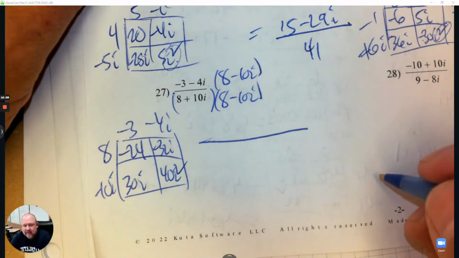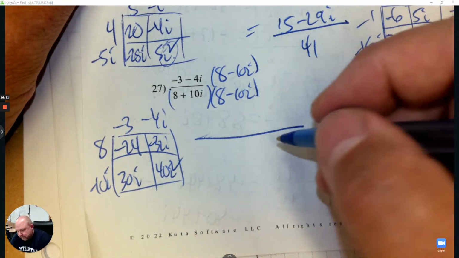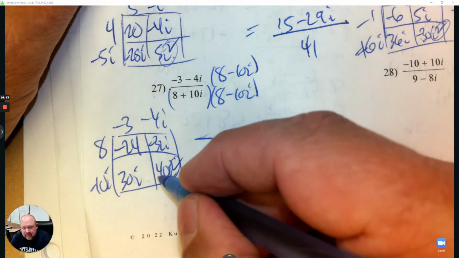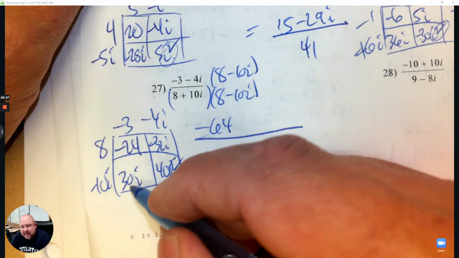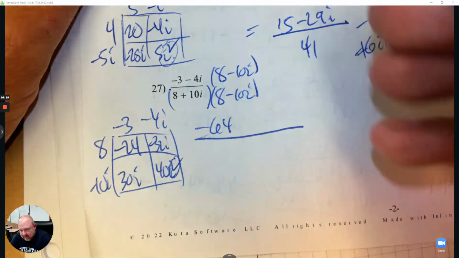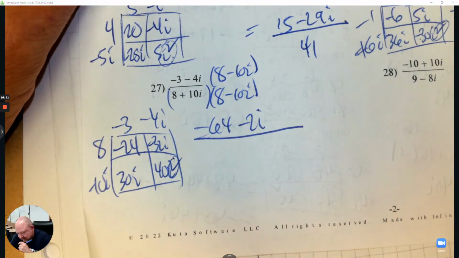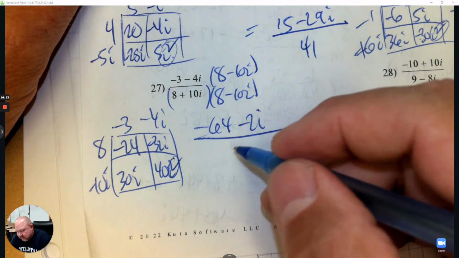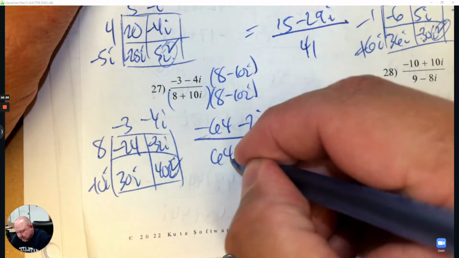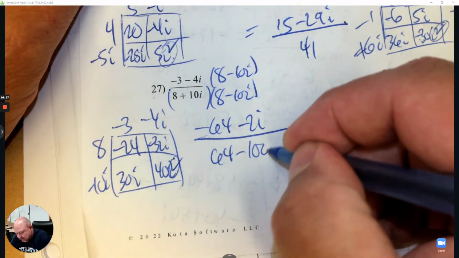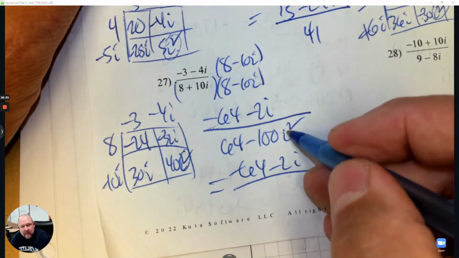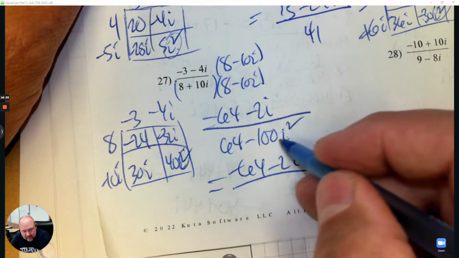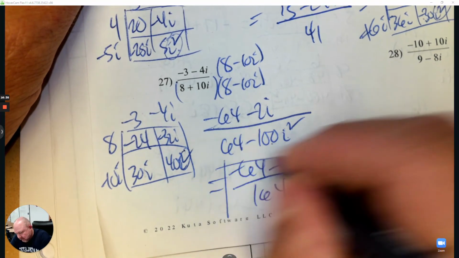Draw a fraction line. So the i squared, of course, makes it negative 40. So they're both negative, so that's negative 64. The i's together make negative 2i. And then the denominator, 8 times 8 and 10 times 10. Again, remember the i squared makes a negative 1, makes this plus 100. And then you have your answer.